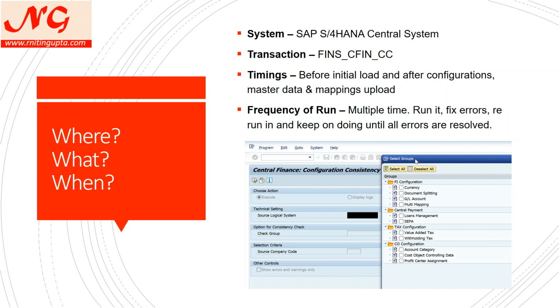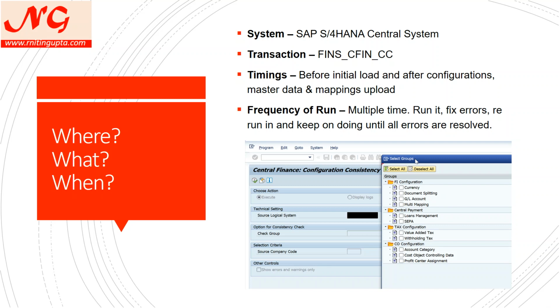Then I will prefer to go to the CO part first before I jump to the central payments and tax configurations. In CO configuration, we have account category. It checks the consistency of account type, balance sheet, P&L, and primary cost element. If your primary cost element in source is mapped to a secondary cost element in CFIN or the other way around, or a balance sheet GL is mapped to a primary cost element or the other way around, it will give you an error.